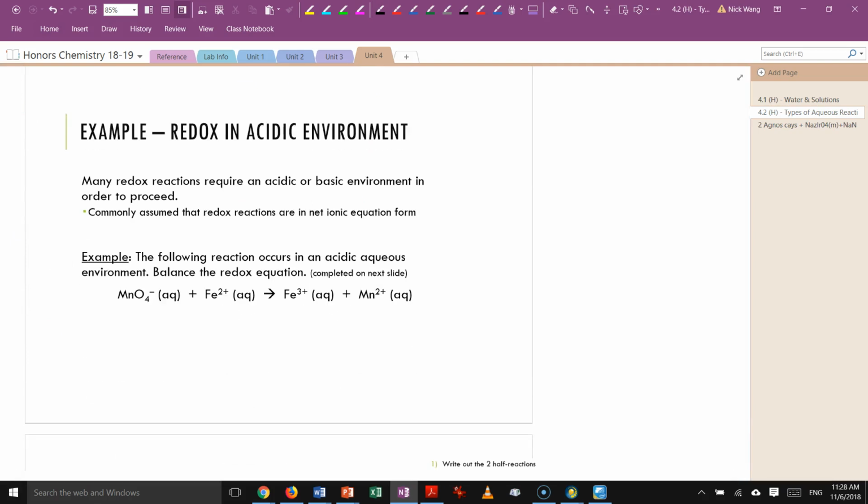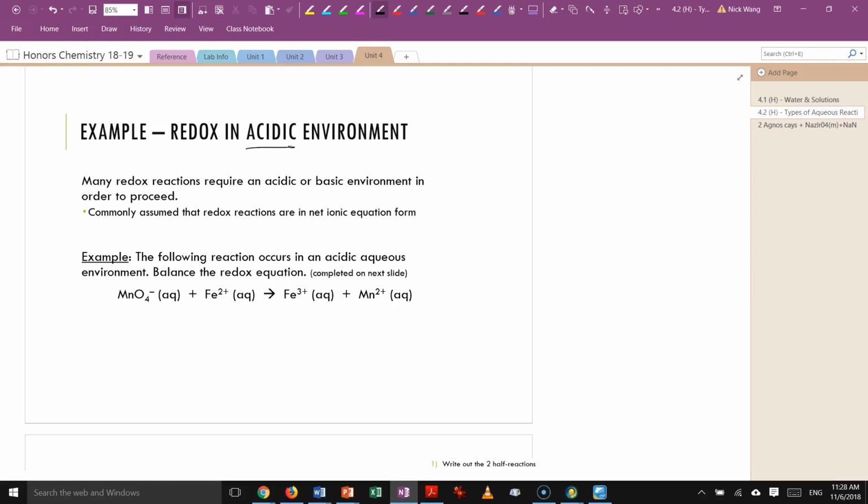So now we're going to talk about redox specifically in an acidic environment. This is again a reaction that occurs, or redox is something that can occur in an acidic or a basic environment, and both of them are important. But we're going to start off by doing an acidic reaction because I think that's kind of our baseline, and then we'll talk about how to do a basic version later.